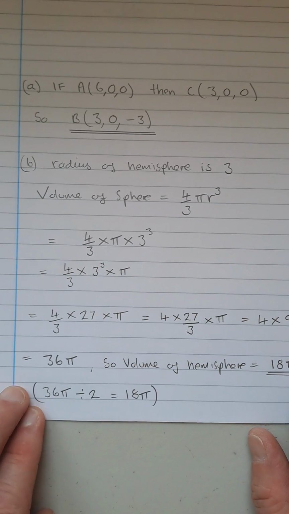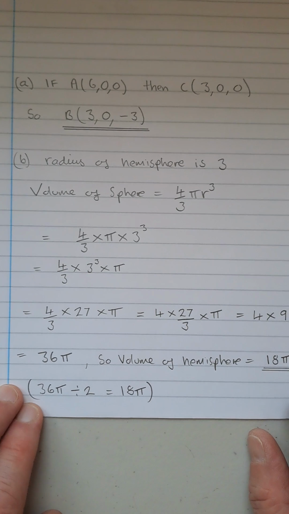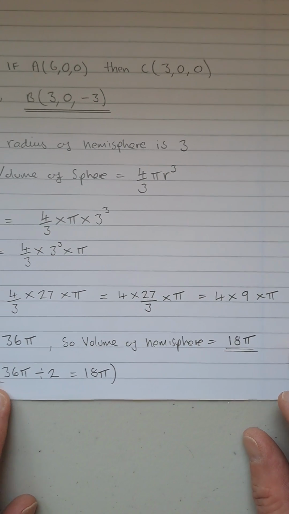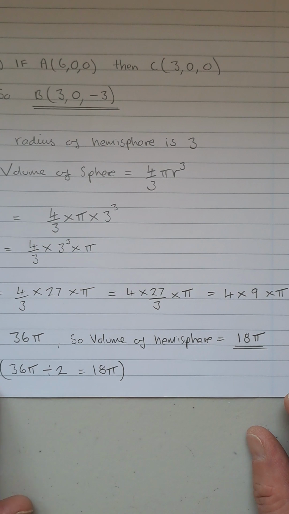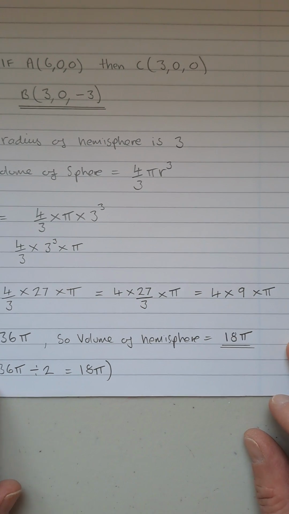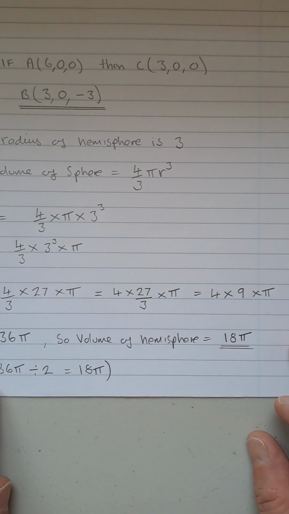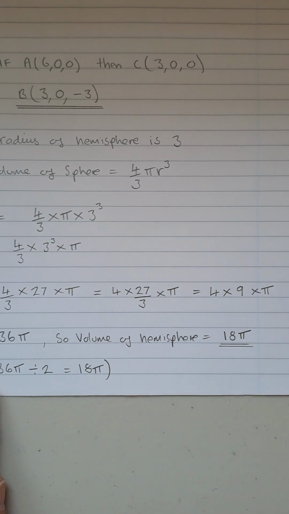Now remember the volume of the hemisphere. It's a hemisphere, it's not a whole sphere. It's half, so it's 36 pi divided by 2, and 36 divided by 2, of course, is just 18. So the volume of the hemisphere is 18 times pi. And that's your final answer.